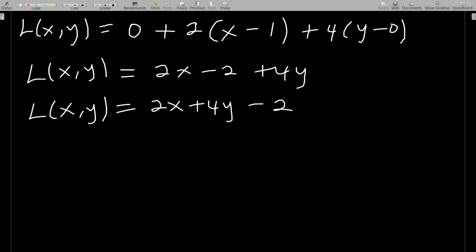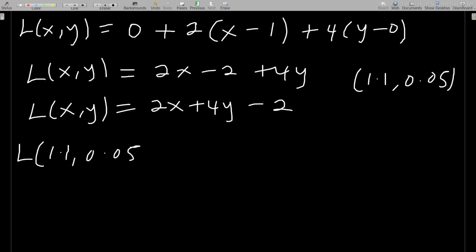So the question is, you are supposed to use this to approximate the logarithmic expression that was given, and the actual values we wanted to approximate were 1.1 for x. That's what I chose. You can choose y to be that, it doesn't change anything. So L of 1.1 comma 0.05 would then be equal to, putting everything here, 0.4. Now you can go ahead and check the expression on your calculator. So this is the approximated value of that.